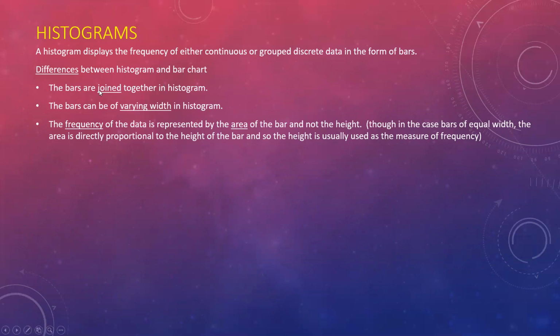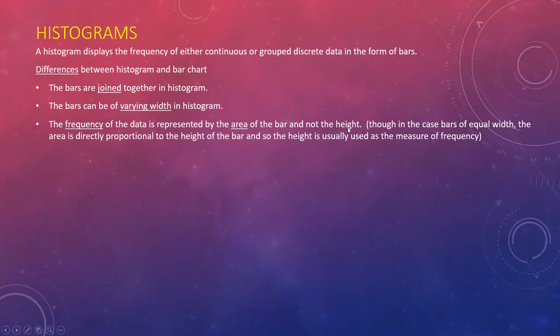But in a histogram, all the bars are joined together. You can see, okay, and the bars can vary in width. It's not necessarily the same width for each bar. It can be bigger and smaller. And in a histogram, this is important: the frequency of the data is actually represented by the area of the bar, not the height of the bar.